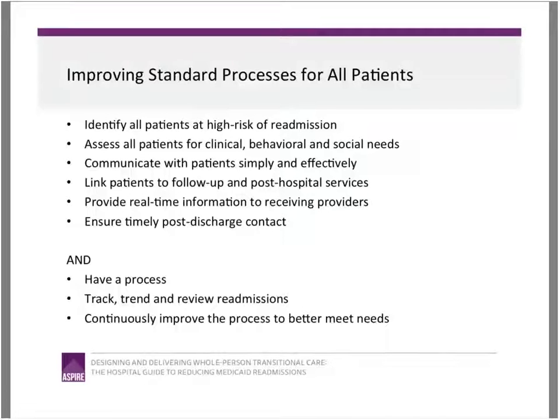Not only do these basic elements of what, quote, discharge planning, now called transitional care, what improved transitional care looks like, but hospitals need to have a process in place, a written, standard, known, knowable, measurable process. What is the transitional care process for all patients in our hospital? Hospitals should track, trend, and review readmissions to inform continuous quality improvement, and to use those insights to continually improve the standard operating procedures at the hospital to better meet the needs of all patients in addition to high-risk patients.